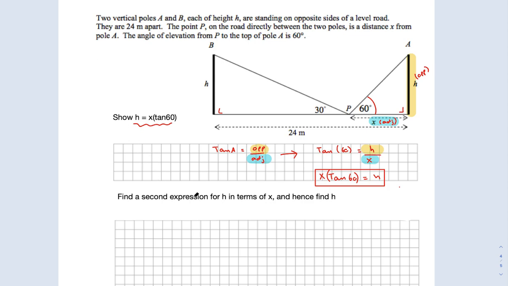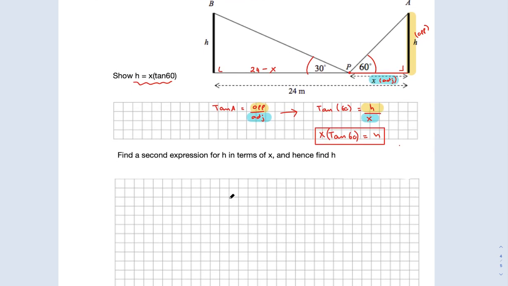Now it says find a second expression for h in terms of x. The other expression is probably going to come from the other triangle. What I know is that the full distance is 24. That other triangle has a side length of 24 take away what I've already used up to here, which is x. So this side length is actually 24 minus x. And the question is exactly the same as before: I have to get h in terms of x.